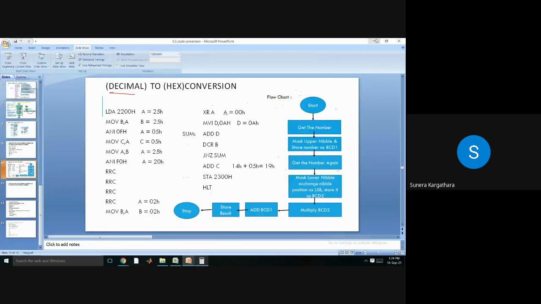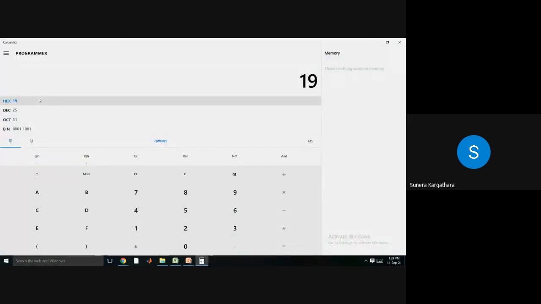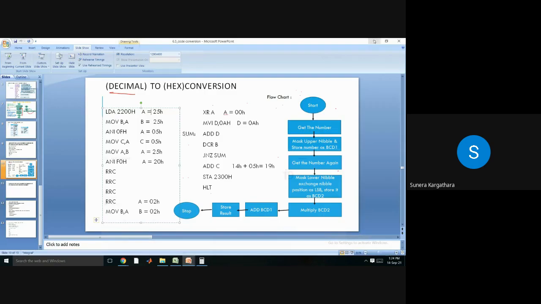Whenever you are taking a decimal number, right now we are dealing with conversion from decimal to hex. Suppose I have a decimal number, for example 25, and as I discussed, the equivalent hexadecimal of 25 is 19. How will I find that 19? Out of this 25, the very first thing is you need to separate your two nibbles from the decimal number. How to separate a nibble?